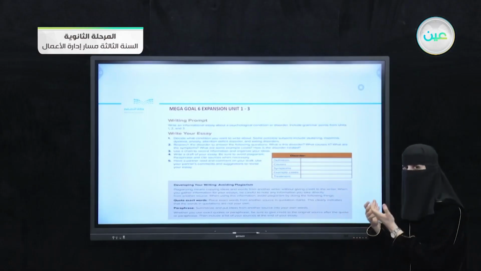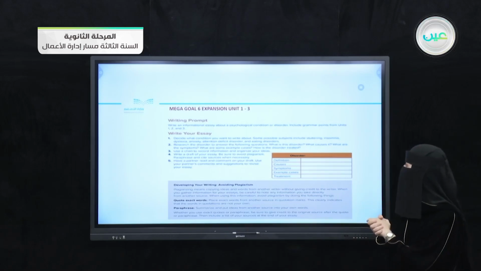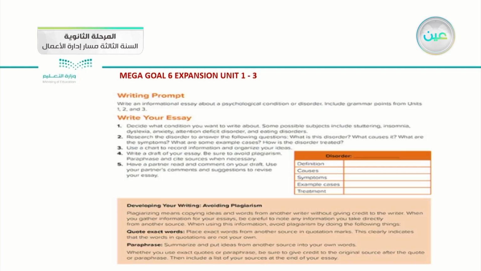After you decide what you want to do, there are some possible subjects they give you. This is a kind of possible subject you can choose from: stuttering, insomnia, dyslexia, anxiety, attention deficit disorder, and eating disorders. These are some kinds of phobias.